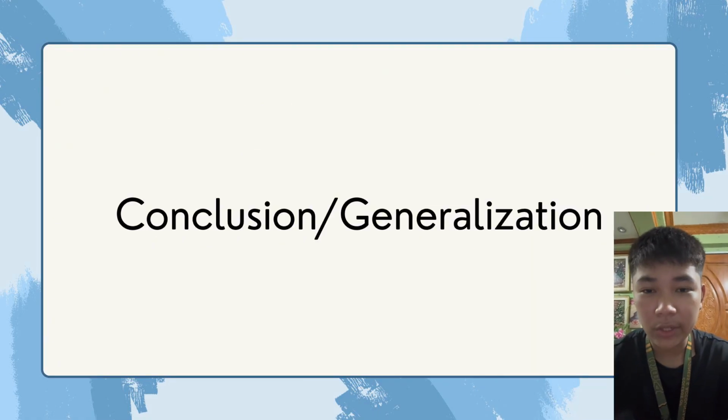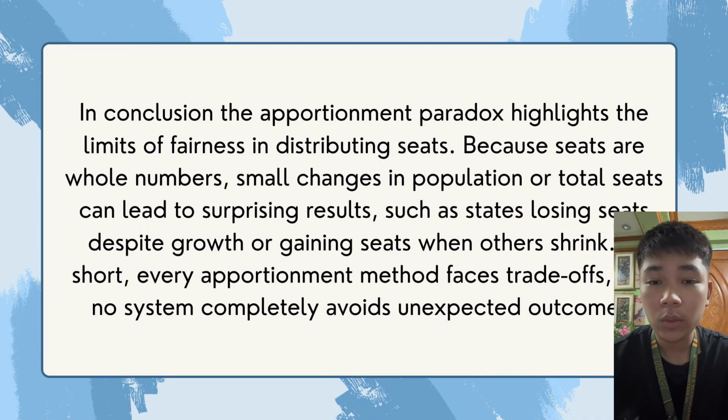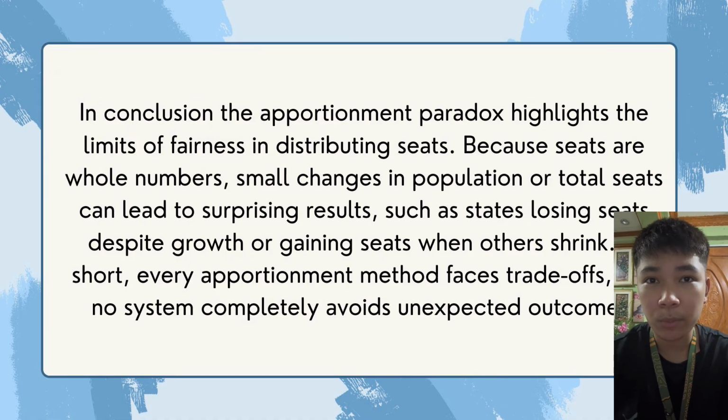Now we have reached the end of our presentation. In conclusion, the apportionment paradox highlights the limits of fairness in distributing seats because seats are whole numbers. Small changes in population or total seats can lead to surprising results, such as states losing seats despite growth or gaining seats when others shrink. In short, every apportionment method faces trade-offs, and no system completely avoids unexpected outcomes.